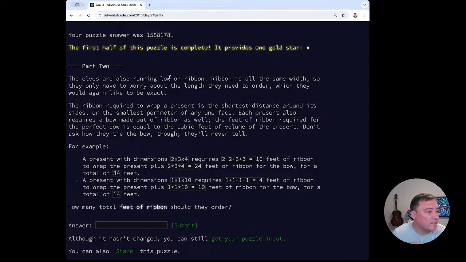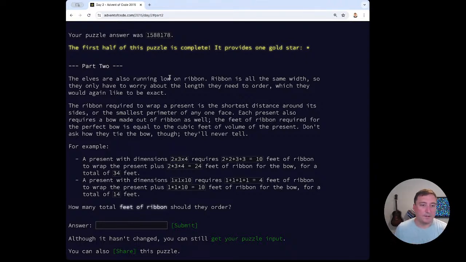For example, a present with dimensions of 2 by 3 by 4 requires 2 plus 2 plus 3 plus 3 feet of ribbon to wrap the present, plus 2 times 3 times 4 feet of ribbon for the bow. Total of 34 feet. A present with dimensions 1 by 1 by 10 requires 4 feet of ribbon to wrap the present, and 10 for the bow, for a total of 14 feet. How many feet of ribbon should they order?